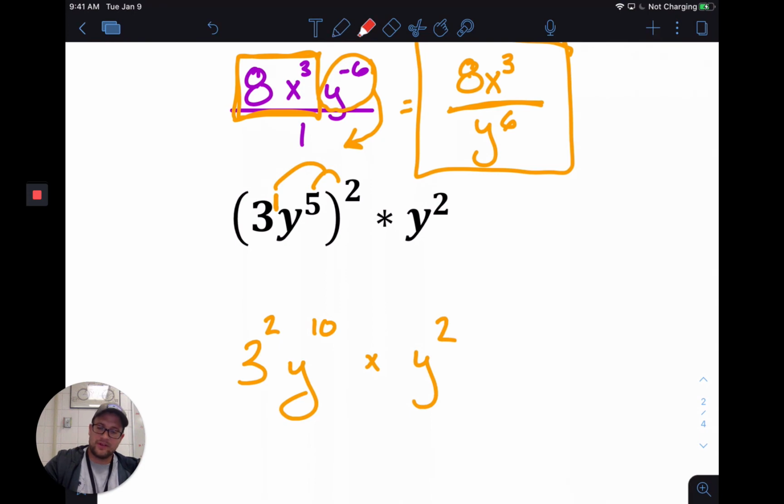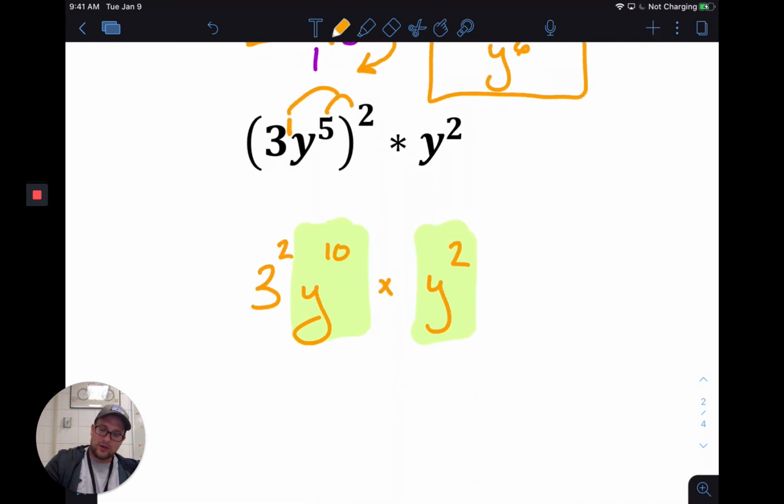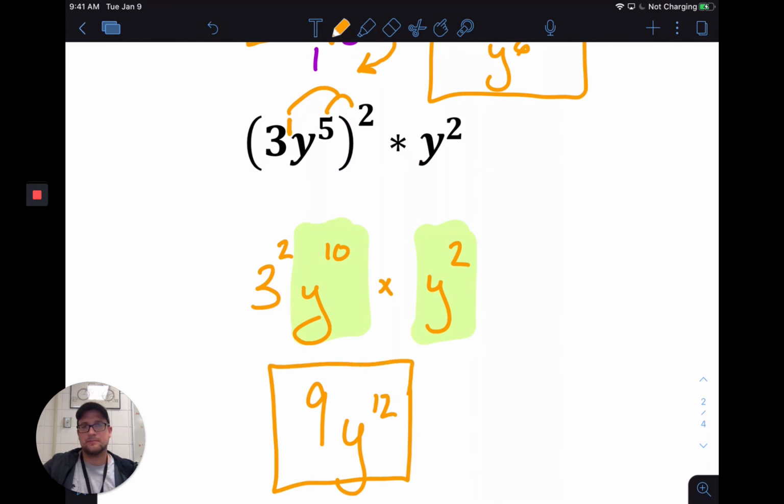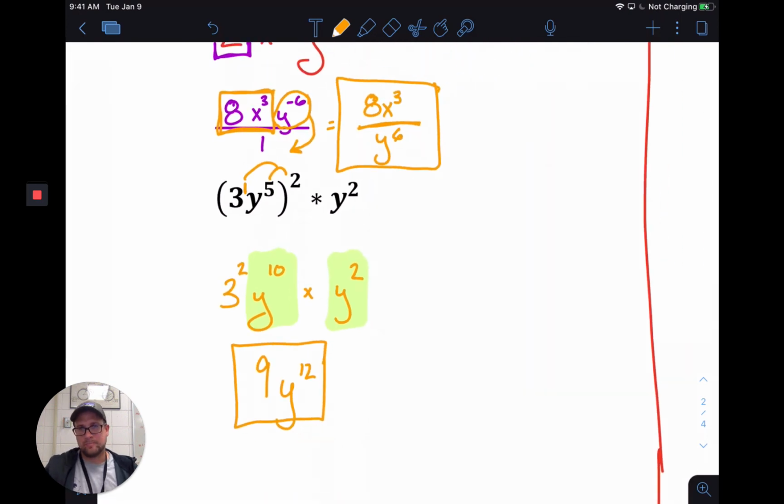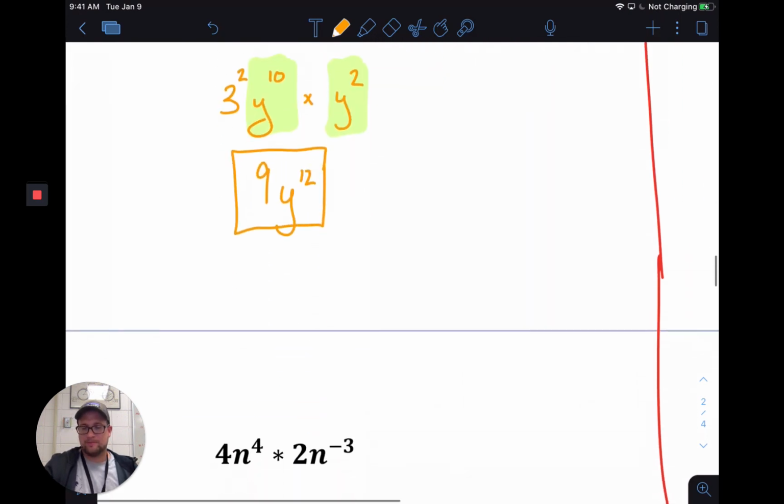Now, as we look at this, ladies and gentlemen, please notice that we have 2 stacks of y's. We have y to the 10th right here and y to the 2nd. Those 2 things have the same base, so we can put them onto the same pile. And on that pile, we're going to have y to the 12th. Now, 3 squared is, of course, just 3 times 3, which is 9. So that is another way to write it. Sometimes you're going to see it written as 3 squared. Other times they'll change it to 9. But we want to be familiar with both. Great job. Let's move on to the next one.